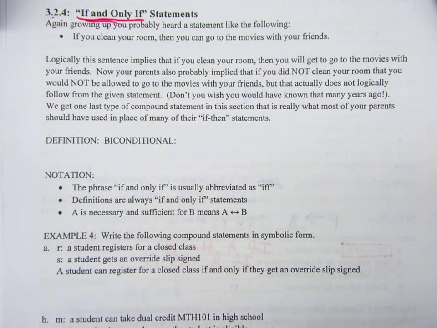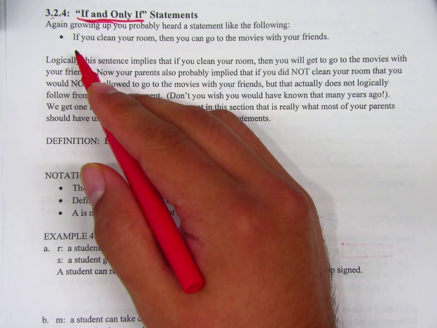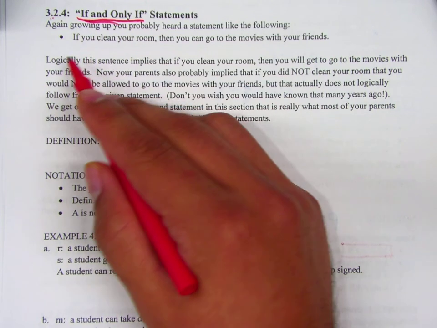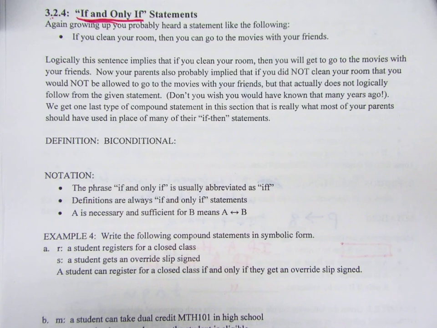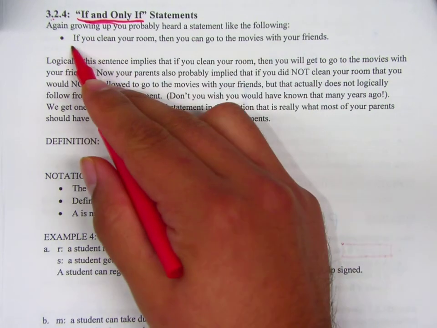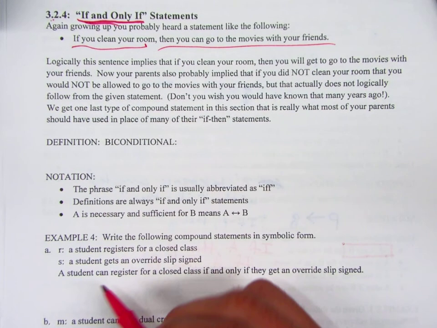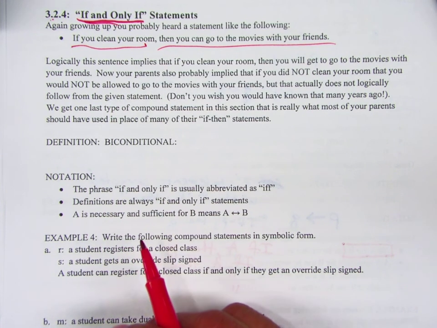But do you guys, anyone have that conversation before with a mom or dad? Okay? Well, here's the thing. Here's the bad news for them, and you can now go ahead and tell them that they shouldn't have said it that way. They didn't mean that. What they meant to say was, you can go to the movies if and only if you clean your room. Okay? Here's what I mean. If you clean your room, then you can go to the movies with your friends. That's a pretty clear, if you do this, here's the reward, right?